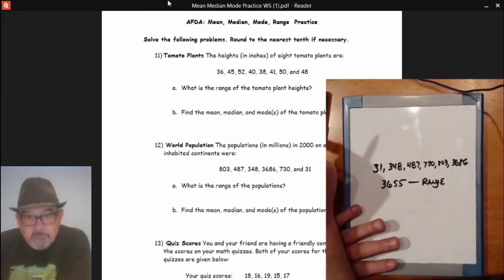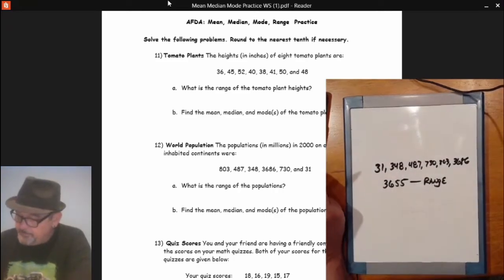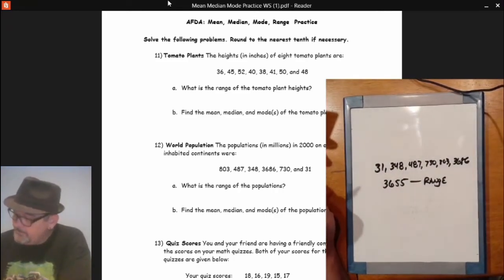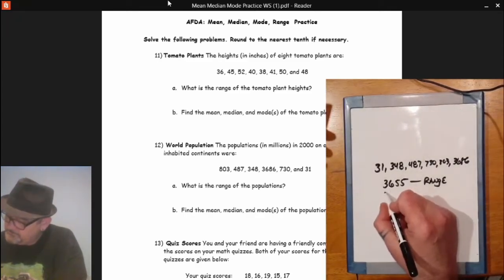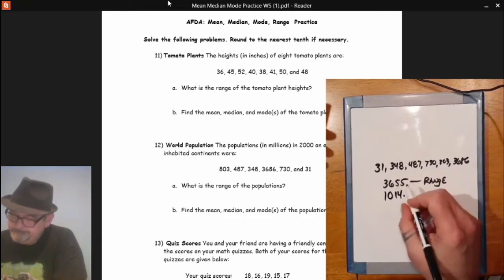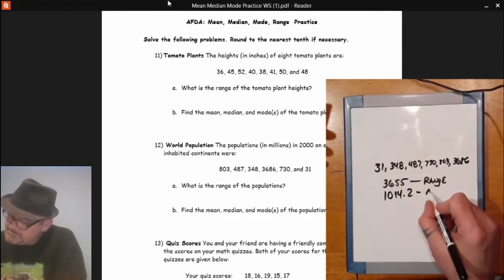What is the average or the mean? Add them up. 31 plus 348 plus 487 plus 730 plus 803 plus 3686 equals 6,085 divided by 6 is 1,014.2. So that's the mean.